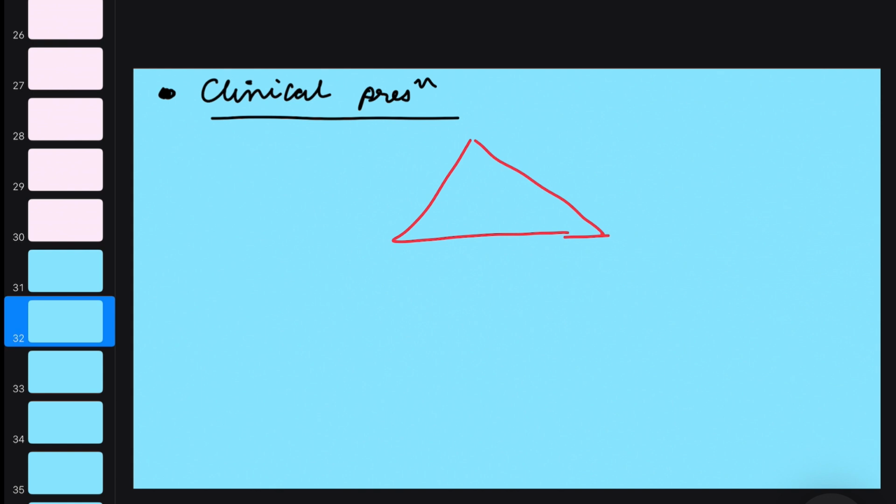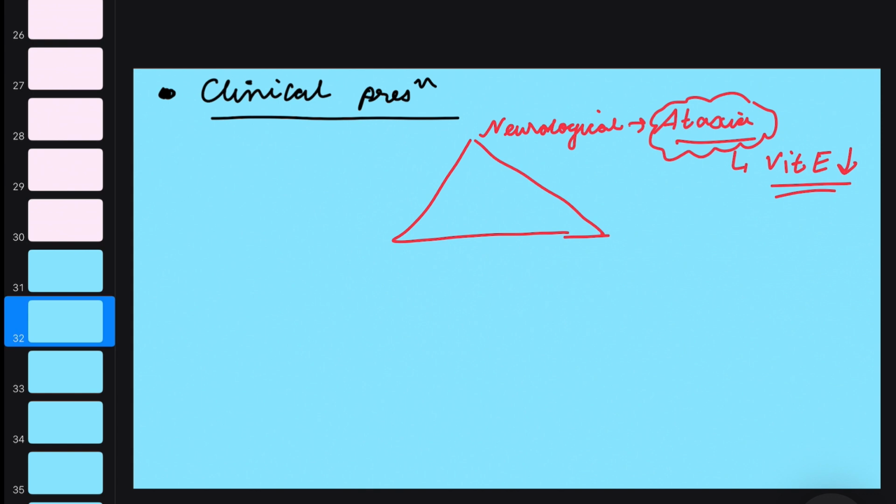First, there is a neurological problem here. What neurological problem do we have? This is mostly ataxia. We'll study ataxia later in CNS, but basically ataxia means imbalance, uncoordinated dysregulation of balance. This is happening because of vitamin E deficiency. What does vitamin E have to do with this disease? We'll talk about that in a little bit. Don't worry. So the first manifestations are neurological.